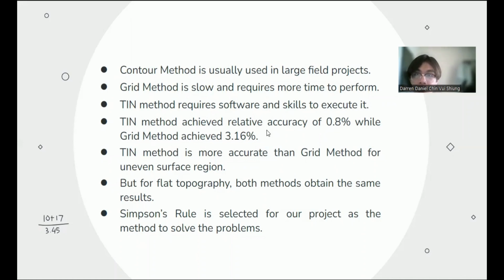So the lower the percentage, the more accurate. So TIN method is more accurate than width method for uneven surface region. But for flat surface, both methods obtain the same result. So Simpson rule is selected for our project as the method to solve our problem.